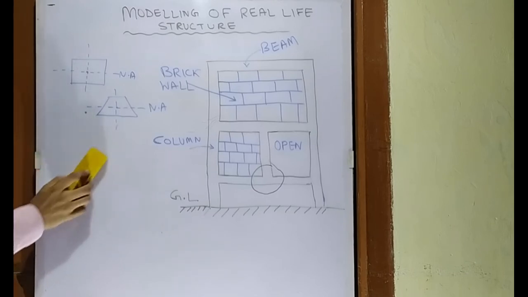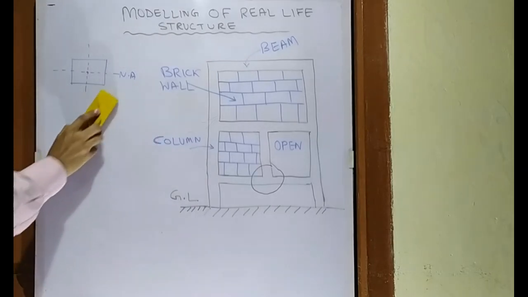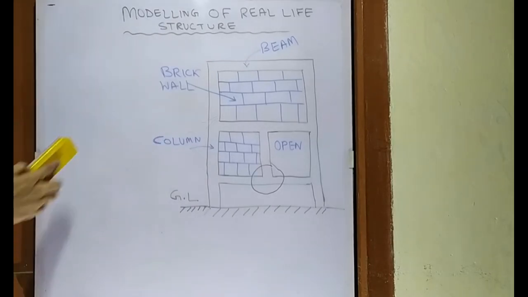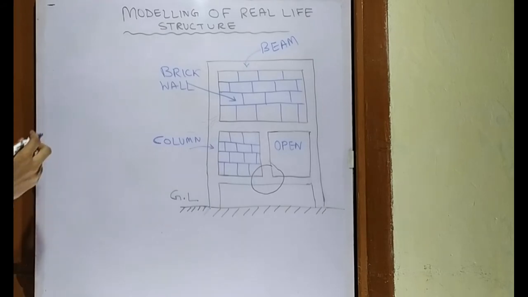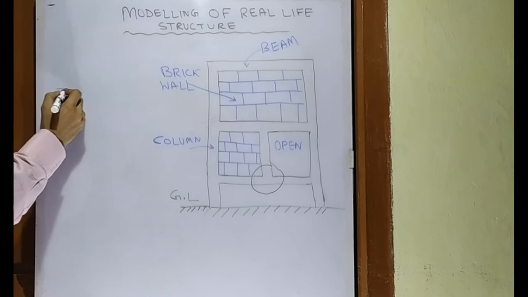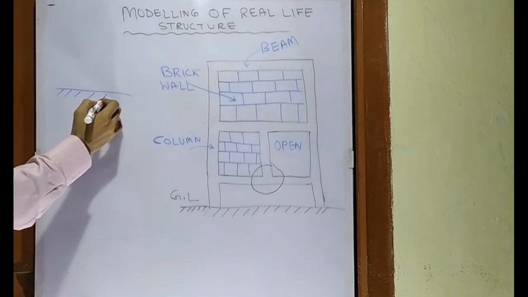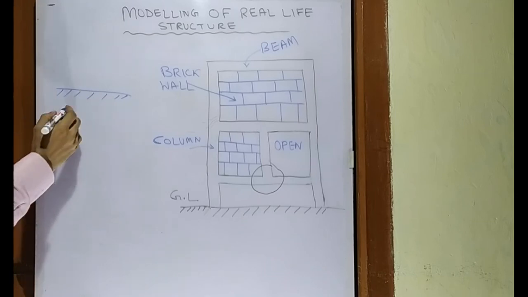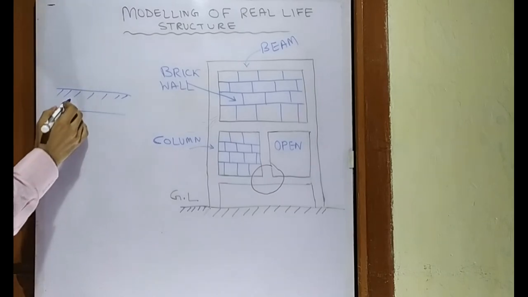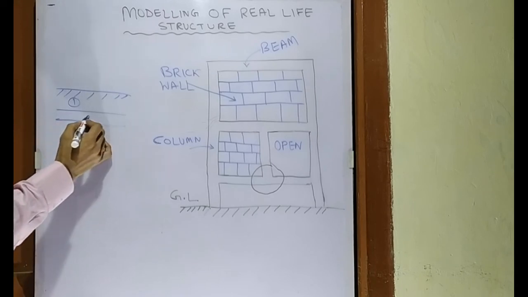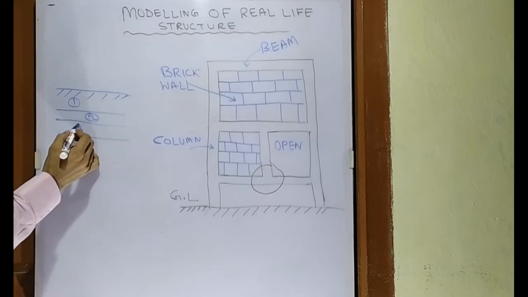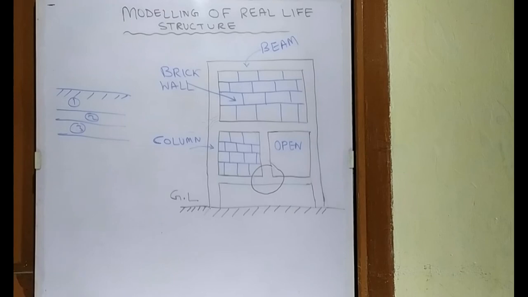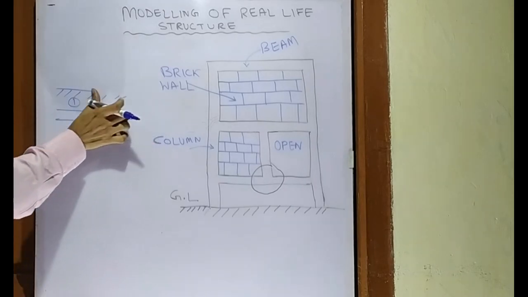Support conditions are very important to consider, because in many cases when we do structural analysis we do not consider the flexibility of the support. As civil engineers, we deal with structures which rest on the ground. This is the ground, and we know that the soil comprises different types of layers. This is layer 1, this is layer 2, this is layer 3. The structure will rest on this soil.